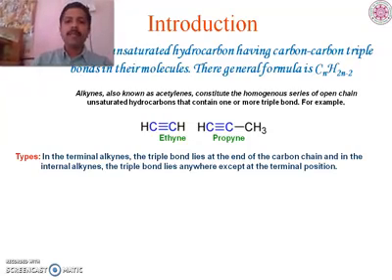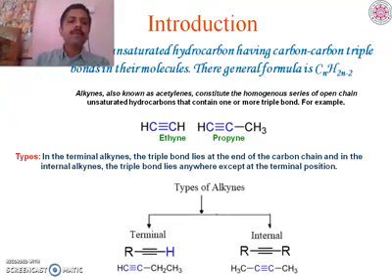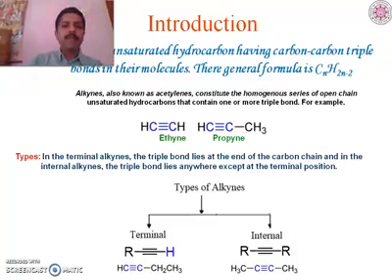Now, the alkynes can be classified into two classes. If the triple bond is present at the terminal, then it may be termed as a terminal alkyne. Like here I have shown one example, butyne. If the triple bond lies in between the molecule and not on the terminal, then that type of alkyne will be known as internal alkyne.